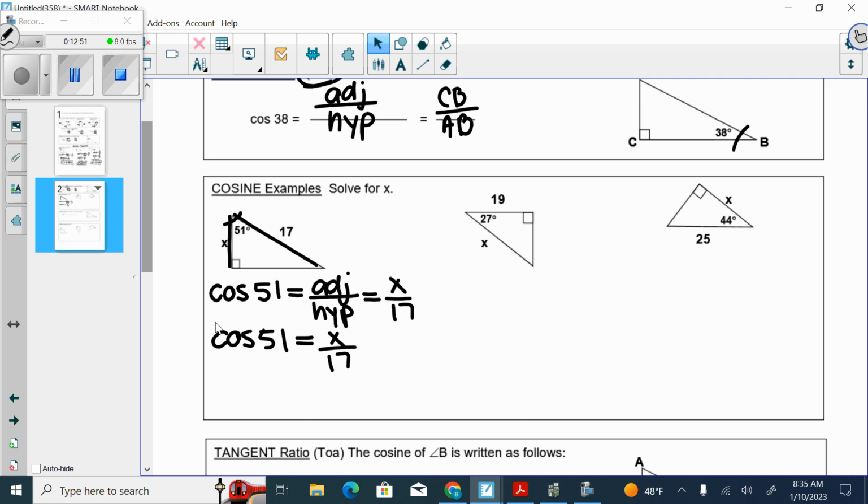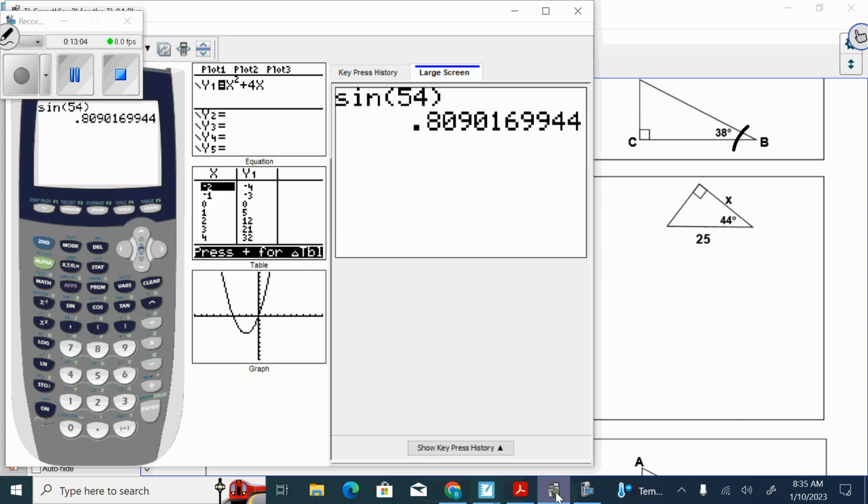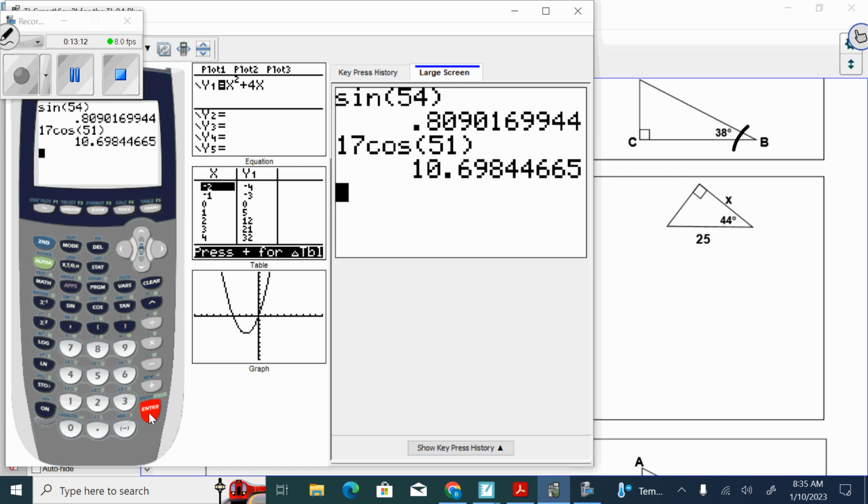Right, so you could, in your calculator, type in 17 cosine of 51, and it would solve it for you all at once. What I mean by that is you could type it in as 17 cosine of 51, and you're going to get the same answer as if you had just gone ahead and changed it to a decimal from the beginning. So it's kind of a preference, whichever way you prefer to go about it. But we should get the same answer either way.